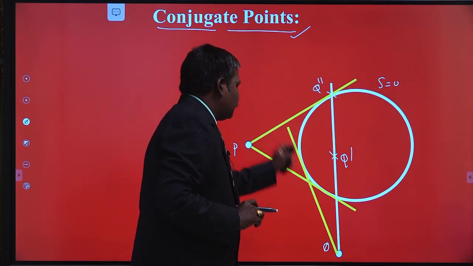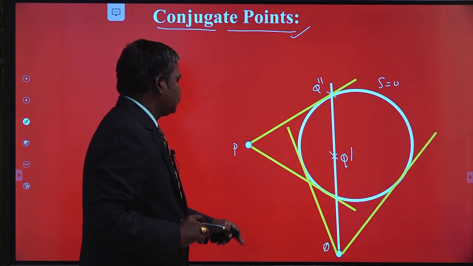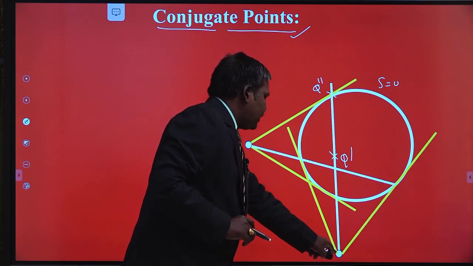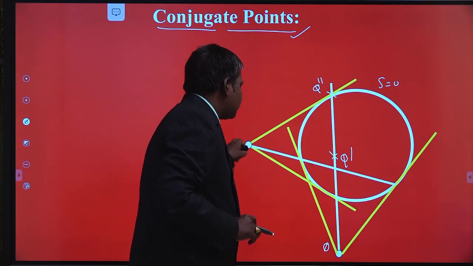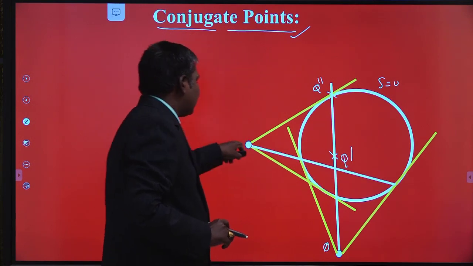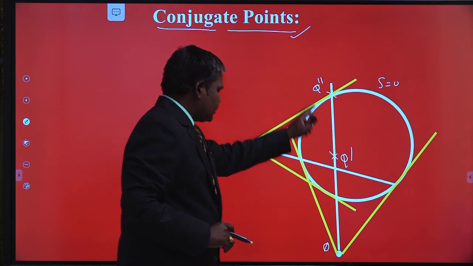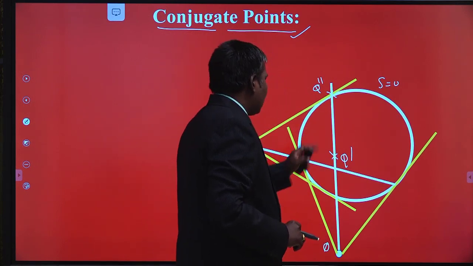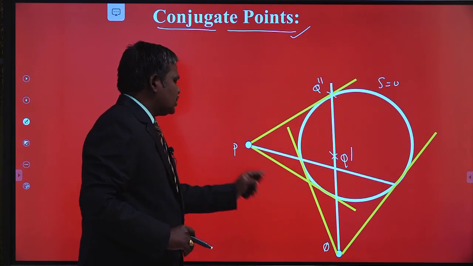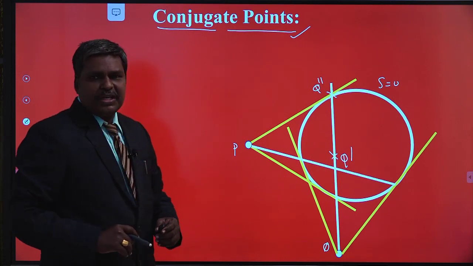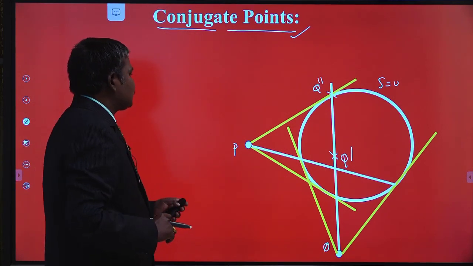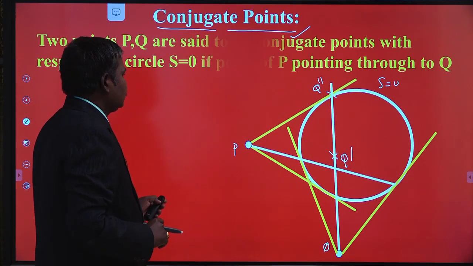Similarly, the polar of Q here, point is outside also here. This becomes chord of contact. The chord of contact passing through what now? P. Therefore, polar of P passing through Q, automatically polar of Q passing through P. In this case, we say that the 2 points P comma Q are conjugate points with respect to the circle.